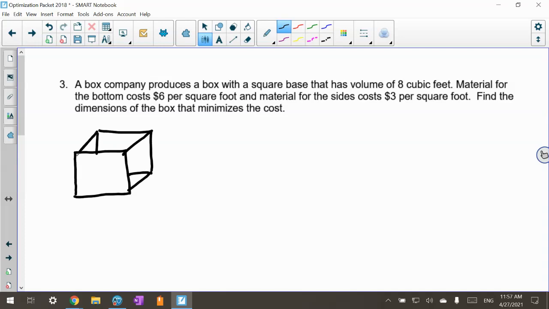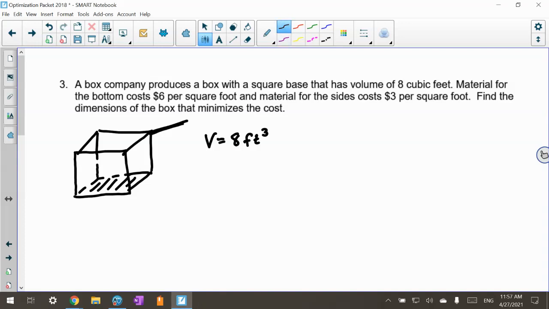Pretty good, if I should say so myself. That has a volume of 8 cubic feet. So it must be an open top one. I didn't say that, but the volume is 8 cubic feet. Material for the bottom. So here's the bottom of my box right here. So the material for the bottom right here costs $6 per square foot.